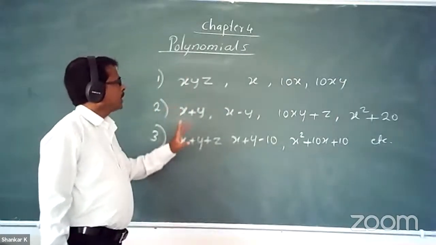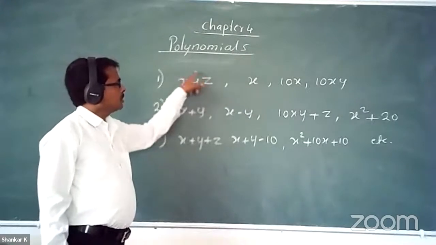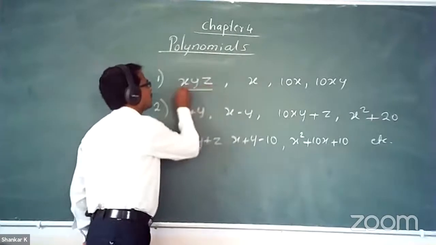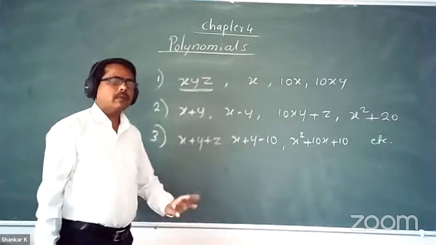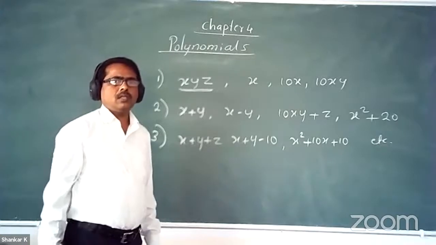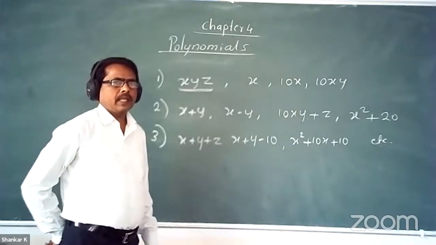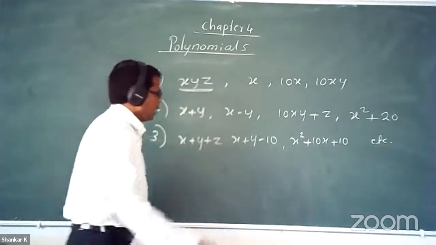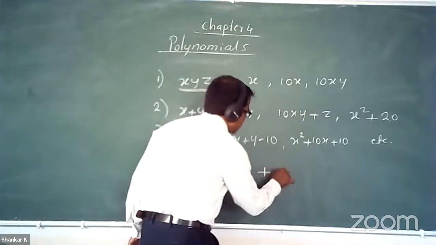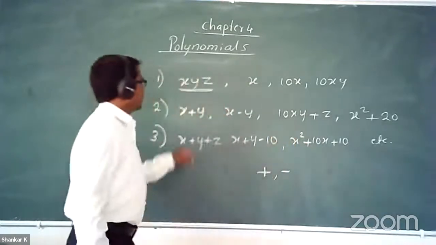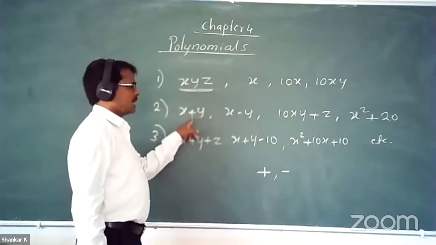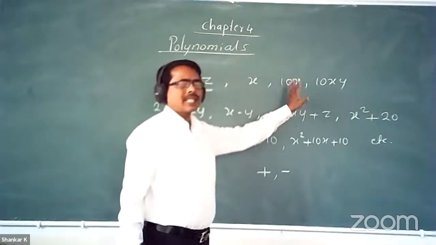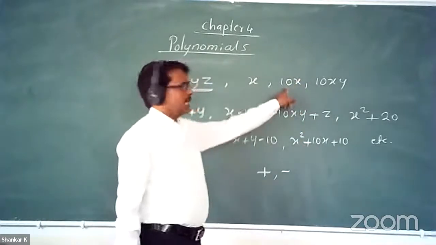Here also, in this x, y, z, it is having only one term, because terms of algebraic expressions are separated by plus or minus sign. For example, between these two there is a plus sign, so there are two terms. Between 10 and x, a plus or minus sign is not there, so 10x is a single term.